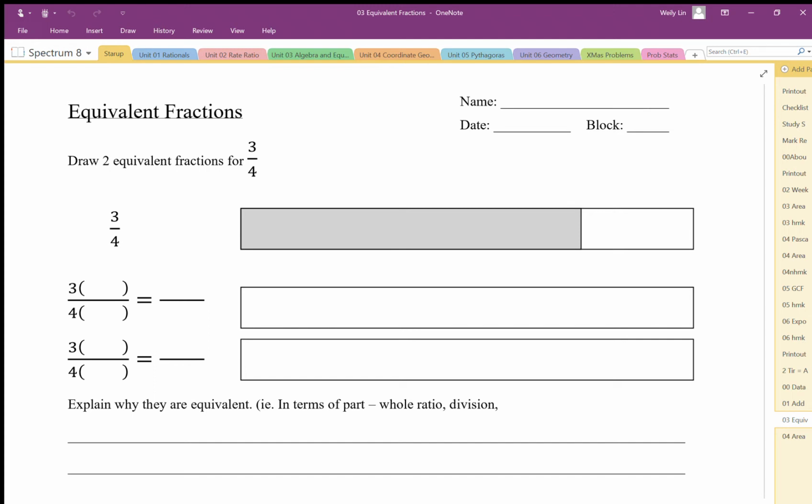We can look at equivalent fractions as equivalent proportions or equivalent ratios. And these things are the same based on a proportion. So it's basically times and divide. Okay. So we have 3/4 here. So I can divide this up into 3 equal parts. So 3 parts out of 4 parts whole.